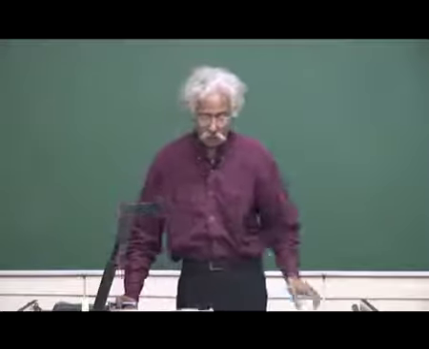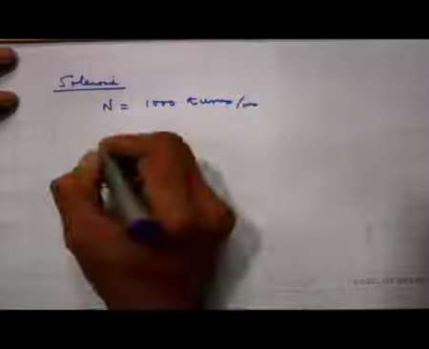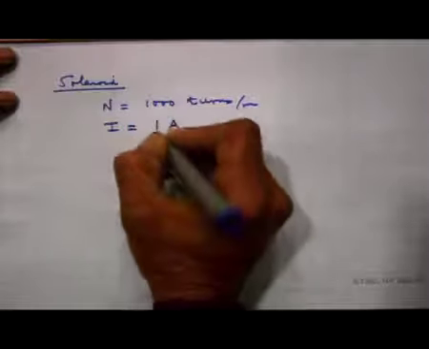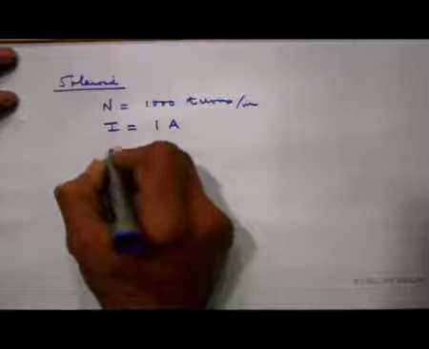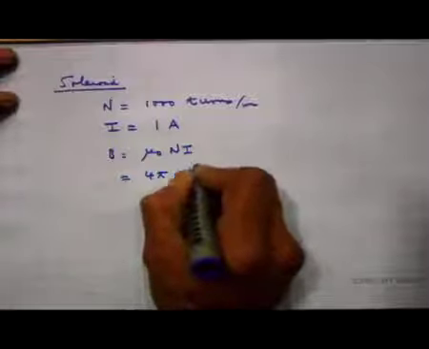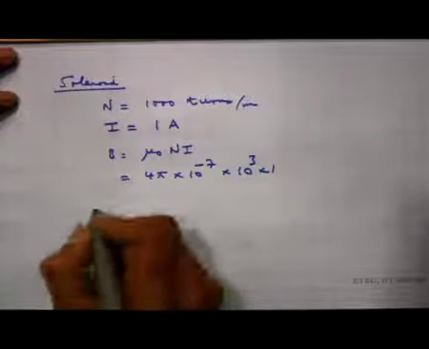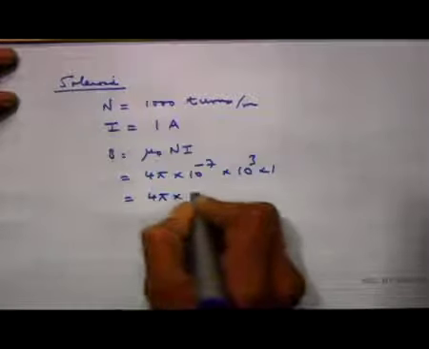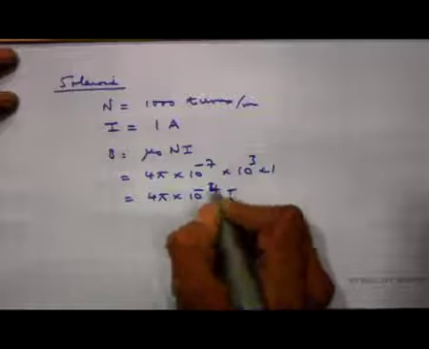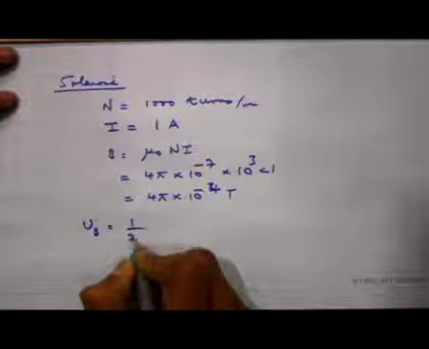So, if I look at a solenoid, for example, if I take a solenoid of n is equal to 1000 turns per meter, and if I pass a current I is equal to 1 ampere through the solenoid, the magnetic field is mu naught n I, 4 pi 10 to the minus 7 into 1000 into 1, which is equal to 4 pi 10 to the minus 4 Tesla, and the energy density U B is 1 by 2 mu naught B square.